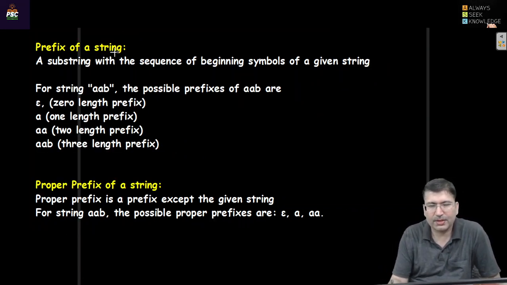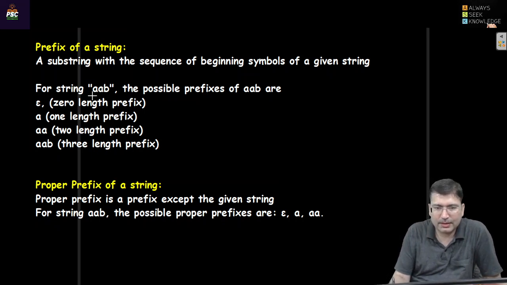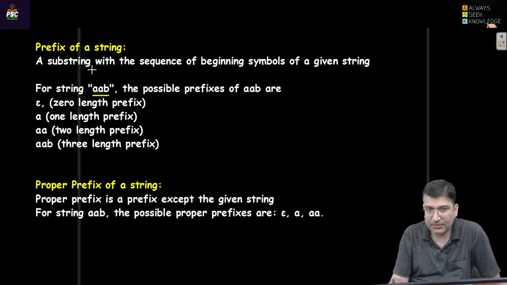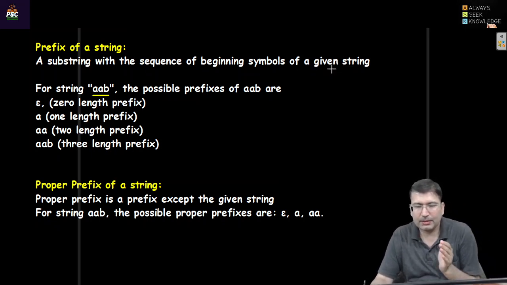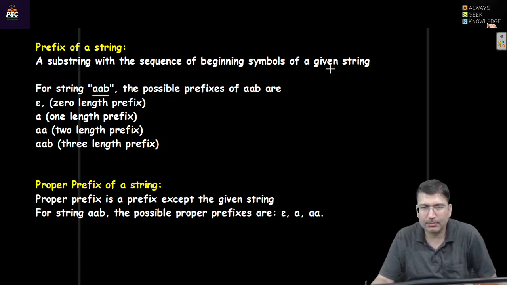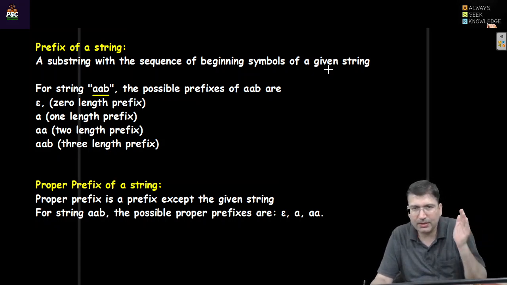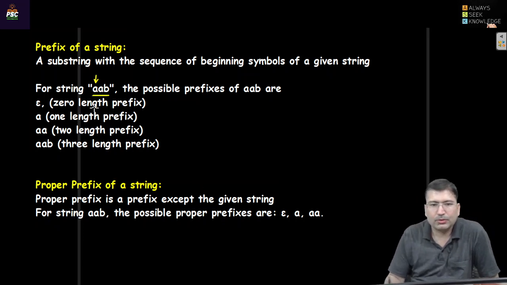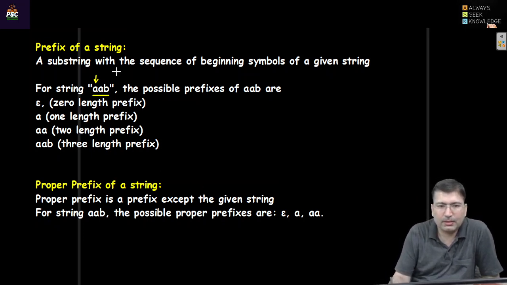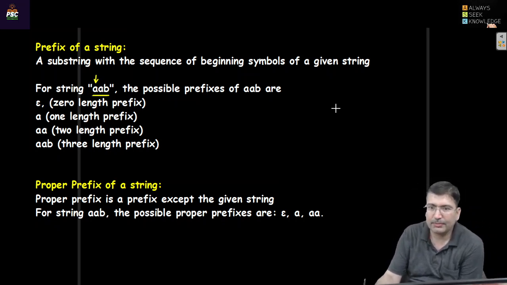Then the prefix of a string. If you consider an example, AAB is given as a string, the prefix is a substring with the sequence of beginning symbols of a given string. So a prefix itself is a kind of substring of a given string, but the substring needs to start with the very first symbol of the string. The very first symbol of this string is this A. So we can find out the prefixes. One prefix is 0 length, or you can say the empty string.